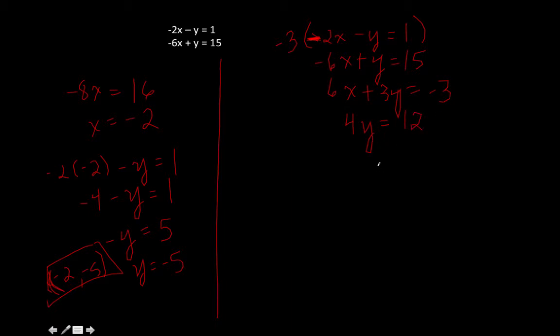minus 3, so y equals 3, which means I went wrong over here. Minus 2 times minus 2 minus y equals 1. Oh, positive 4 right there, minus y equals 1. So 1 minus 4 is negative 3. So positive y equals positive 3.